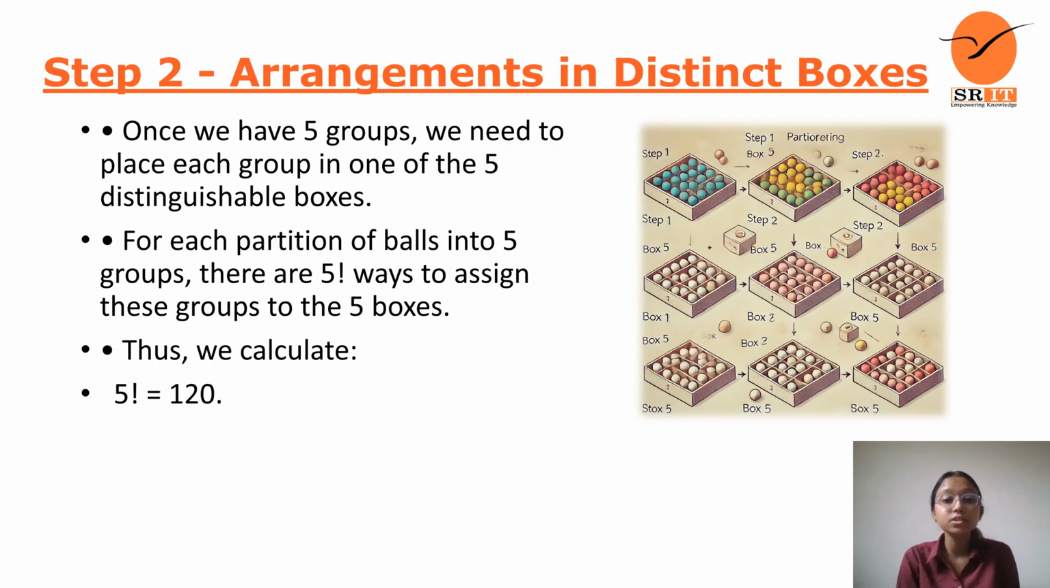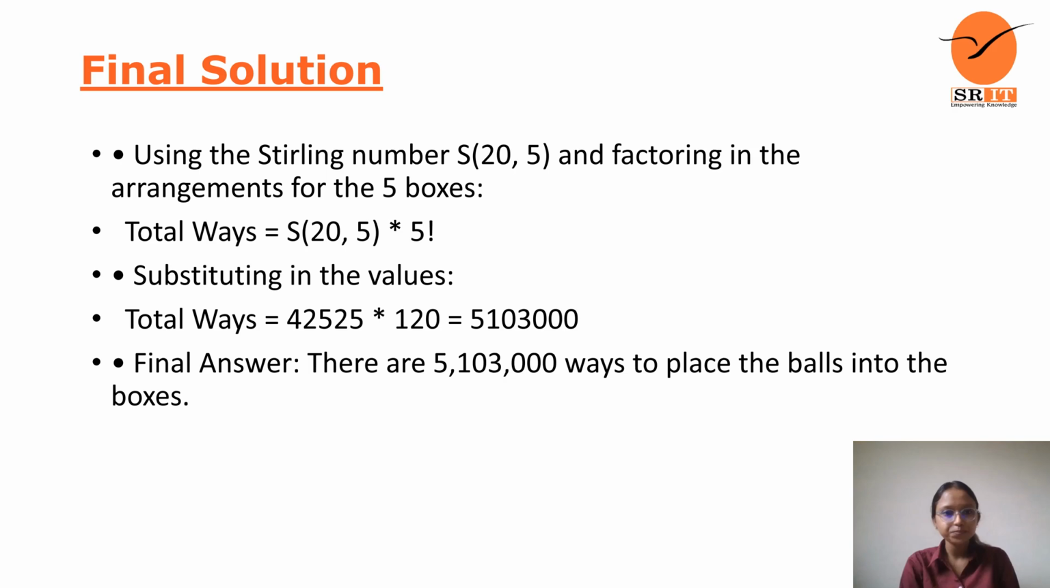ways. So 5 factorial is equal to 120, that is 5 into 4 into 3 into 2 into 1. So there are 5 factorial ways to assign these groups to the 5 boxes. Thus, we calculate 5 factorial, which is equal to 120. So moving on to the next slide.